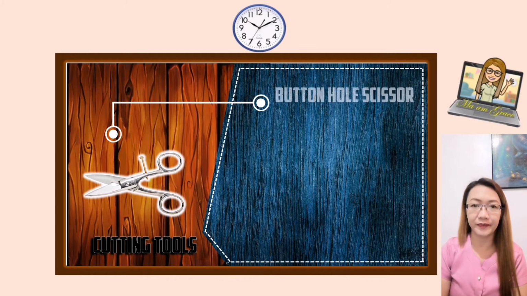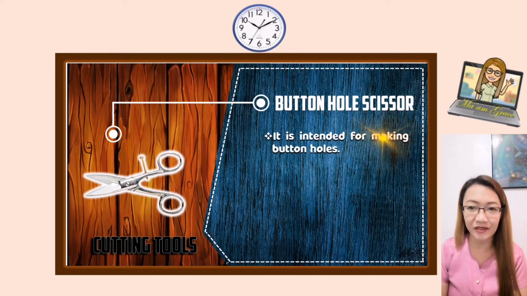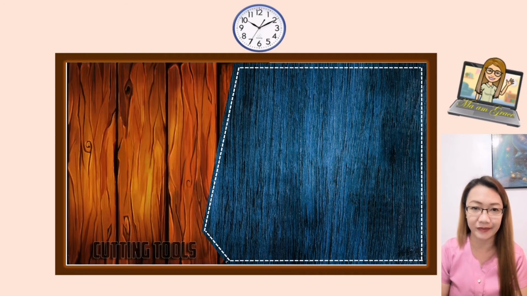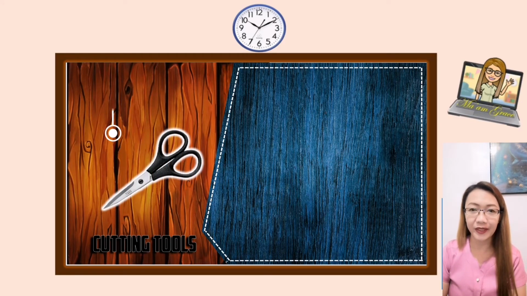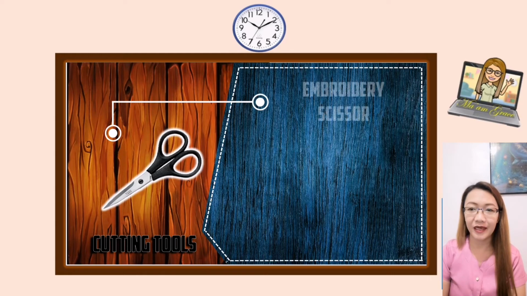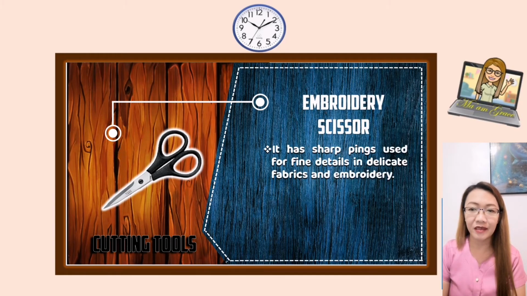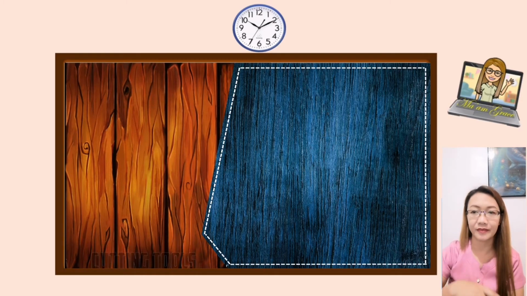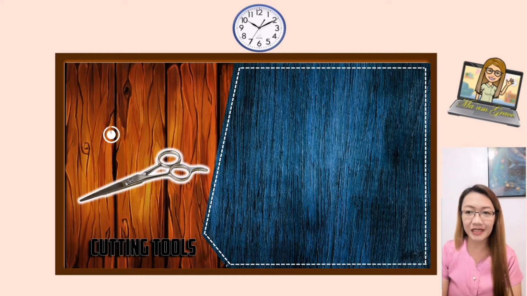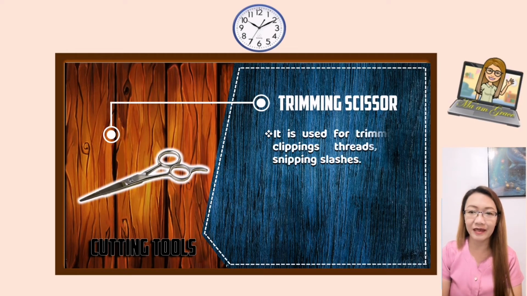Buttonhole scissor. This tiny scissor is intended for making buttonholes. Embroidery scissor. It has sharp points used for fine details in delicate fabrics and embroidery. A trimming scissor. It is used for trimmings, clipping threads, and snipping slashes.